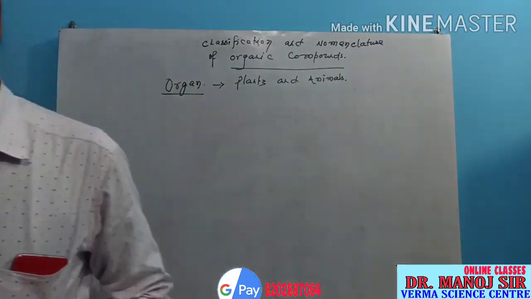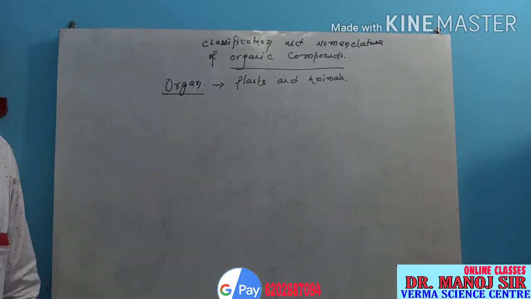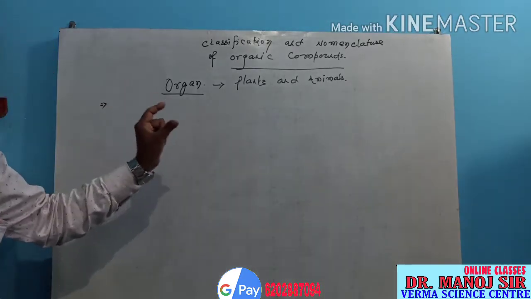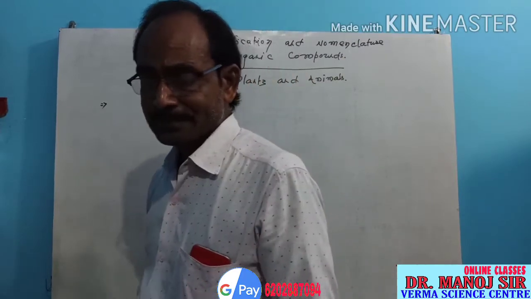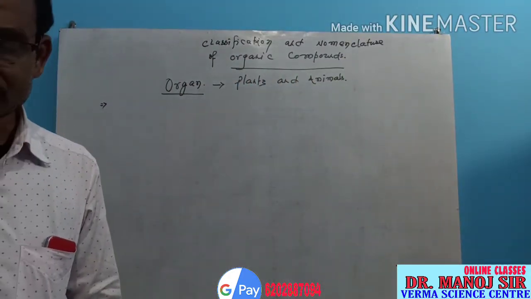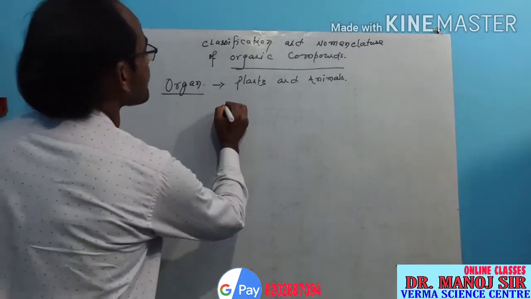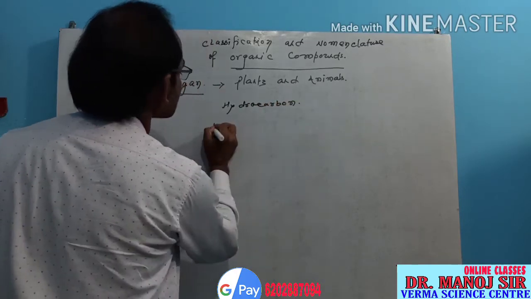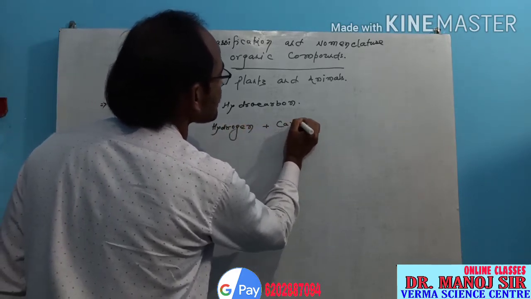So at first we come to discuss about the organic compound. An organic compound is properly a composition of carbon and hydrogen, and other organic compounds are the derivatives of hydrocarbon. Means hydrocarbon, that is hydrogen plus carbon.